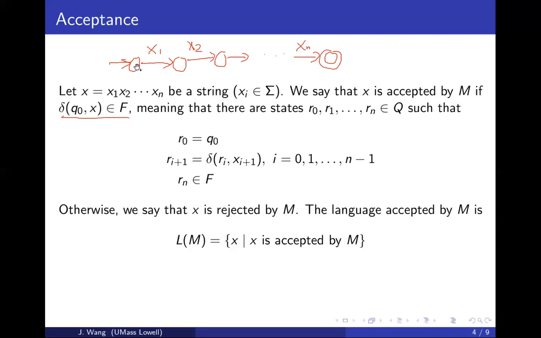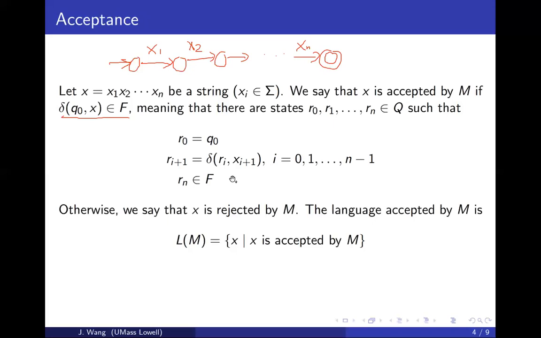Okay, so this is the Q0 current state on x1 current input. This is the next state, R1, okay? And finally, the last one is Rn. Rn is an accept state. So that's what this means.